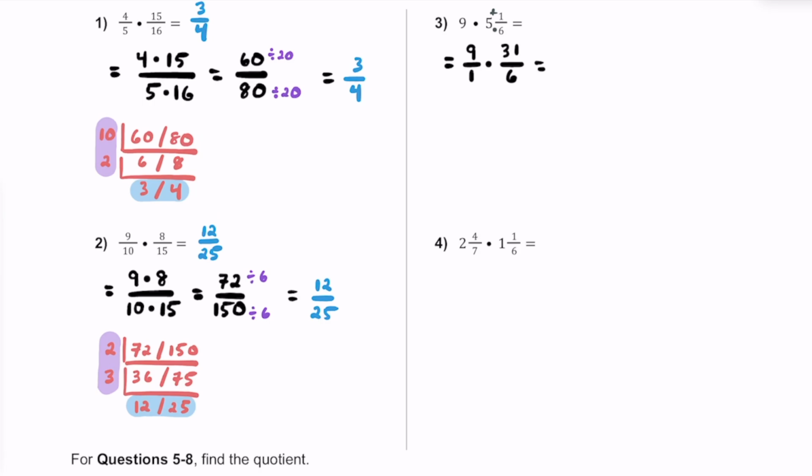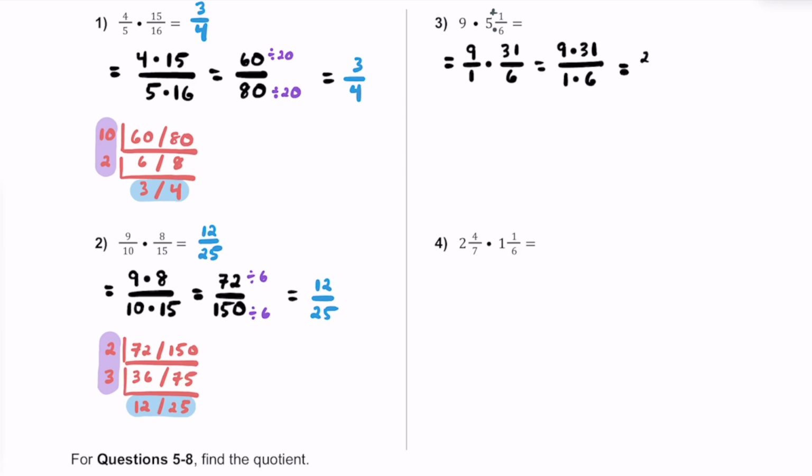Now you can rewrite this as one fraction, right? So this is going to be 9 multiplied by 31, and it's going to be 1 multiplied by 6. So again, don't worry about any common denominators here. We don't need to when we are multiplying fractions, just when we're adding and subtracting. So let's see, 9 times 31. Well, I know 9 times 30 is going to be 270. And then 9 times 1 is going to be 9. So if we do 31 times 9, that should be 279.